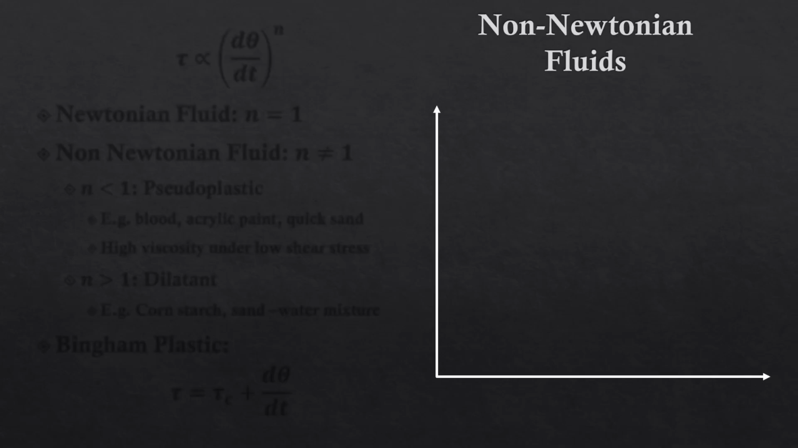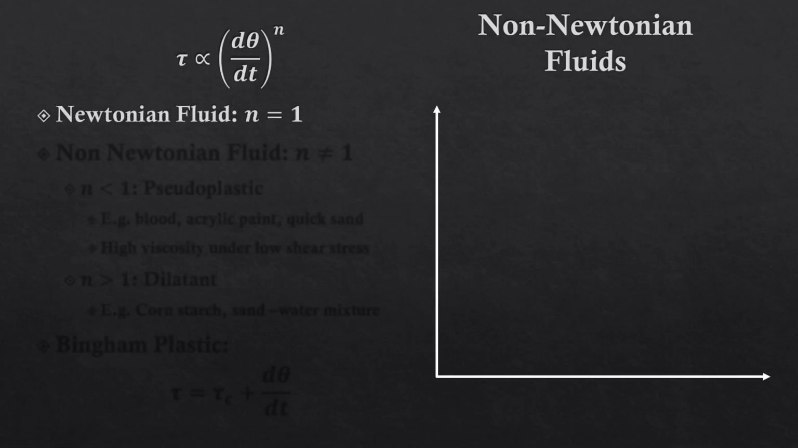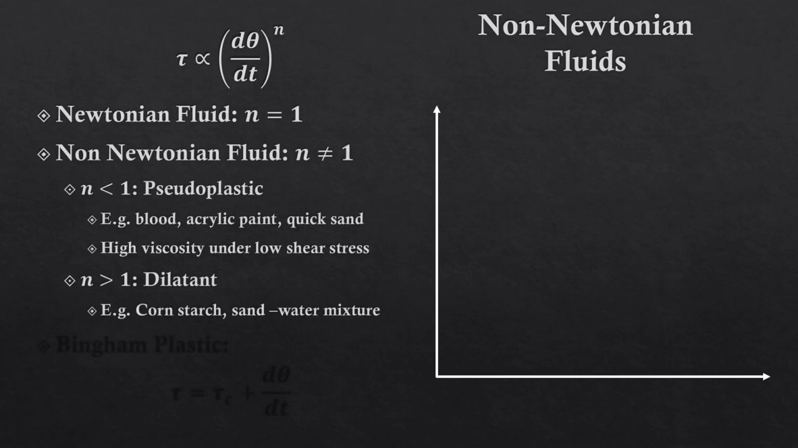So this is the equation: tau is proportional to some power of d theta by dt. For Newtonian fluids, n is equal to 1. For non-Newtonian fluids, n is not equal to 1, and there are different options. One is when n is less than 1, and another is when n is greater than 1.